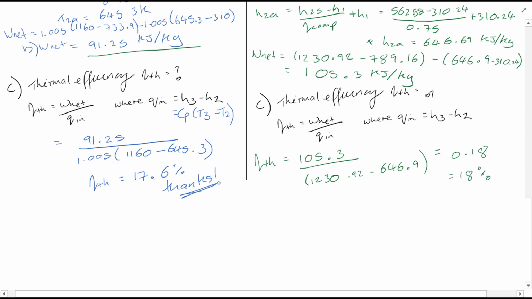So you can see that the thermal efficiency is actually higher in reality given variable CP values than it is using the assumption that the CP values don't change. So you can see that the tables give a higher value of efficiency.